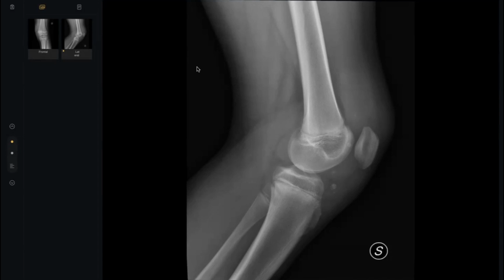I can't see any bone lesion. I just suspected there is some cortical thickening in the distal femur, but I'm not sure if it's significant, in the posterior aspect. Okay, what is your next step?